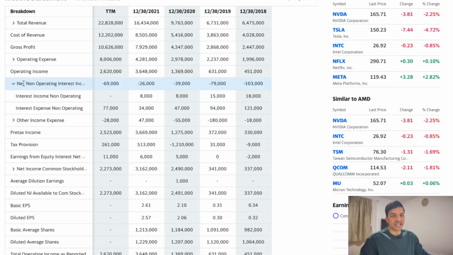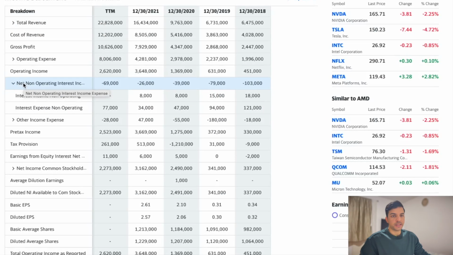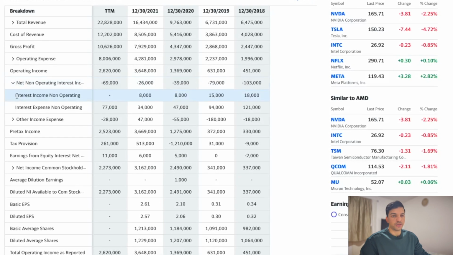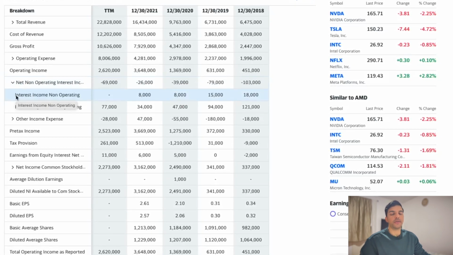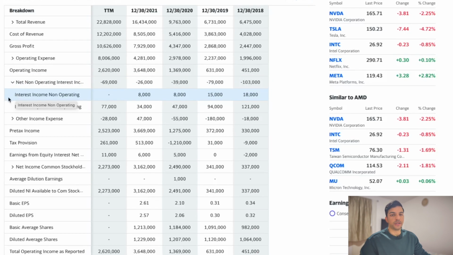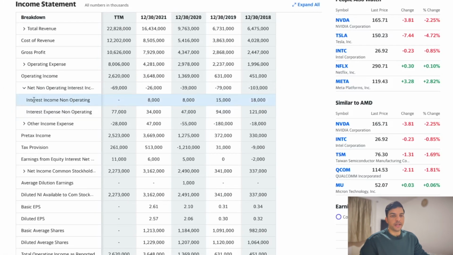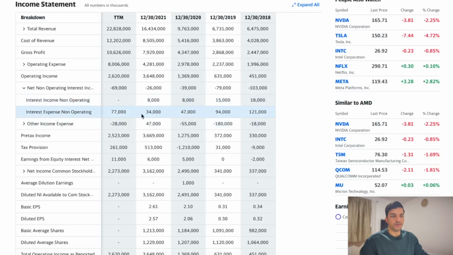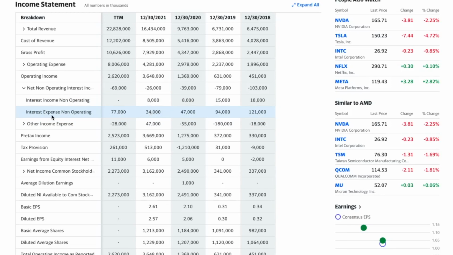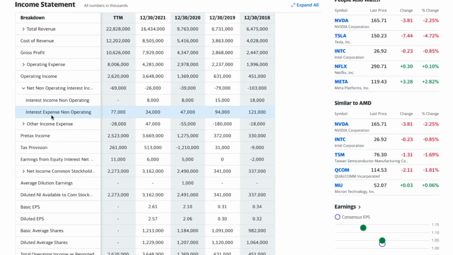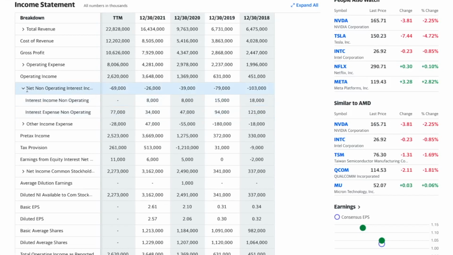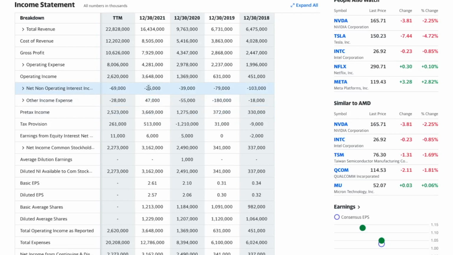Next on the list is net non-operating interest expenses. These two expenses are not directly related to the core operation of the company. For example, here the company was able to generate $8 million in interest income. On the other side, they have to pay 34 million in interest expenses. This amount could be what the company has to pay on anything regarding loans, bonds, or credit. So at the end of the day, the net non-operating interest is around $26 million.